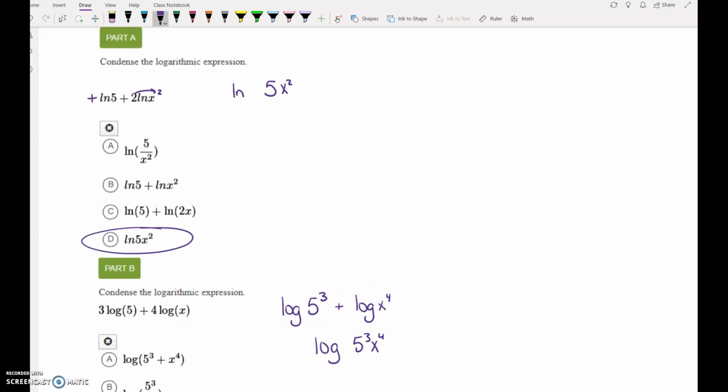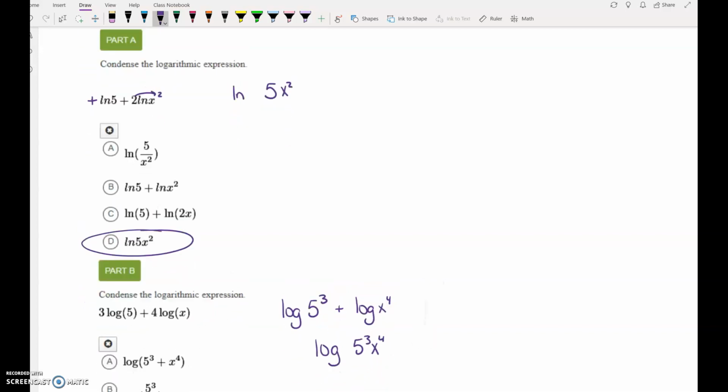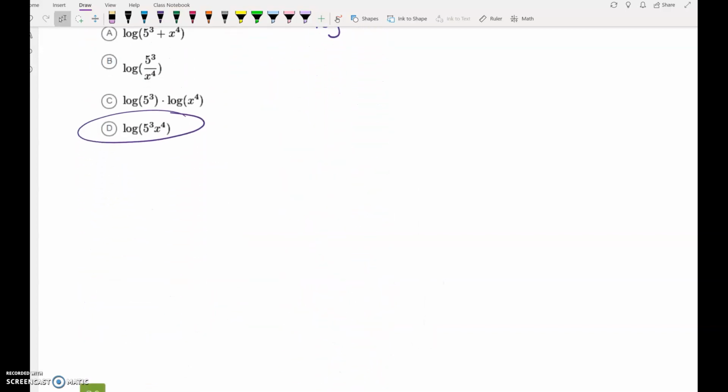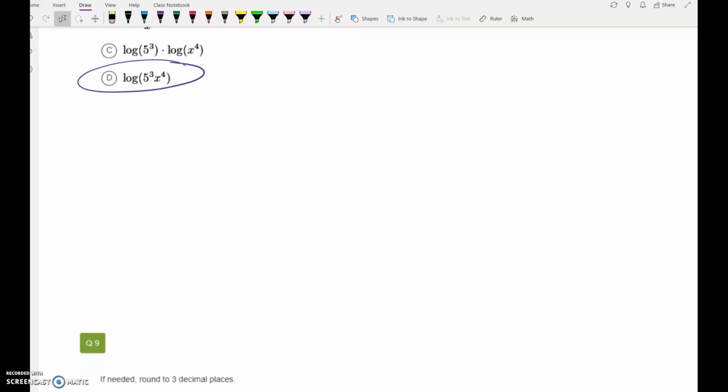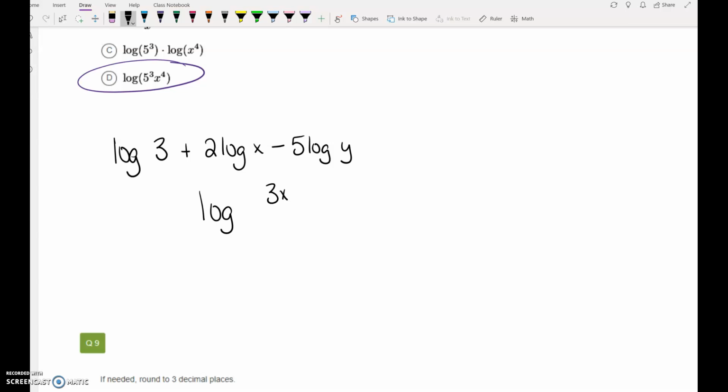I kind of thought there was a part C on that one. Isn't a condensing with subtraction, so you may want to try this one. Log of 3 plus 2 log of x minus 5 log of y. That would be log of 3x squared over y to the fifth.